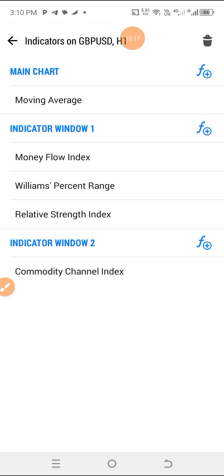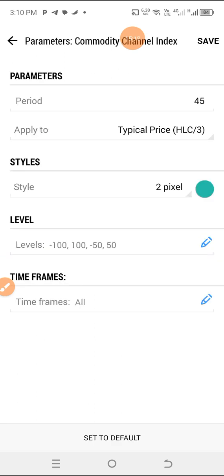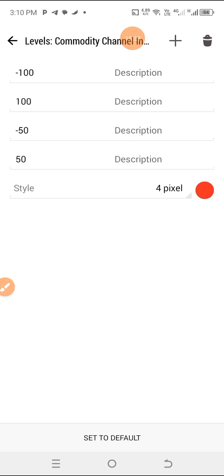So then lastly, we have the CCI. The period should be 45, typical close. Then the levels are just 100, 50, minus 100, minus 50. Is that clear? So immediately price crosses below plus 100 or plus 50, it means sellers are now in charge. But when price crosses above minus 50 or minus 100, it means buyers are in charge.